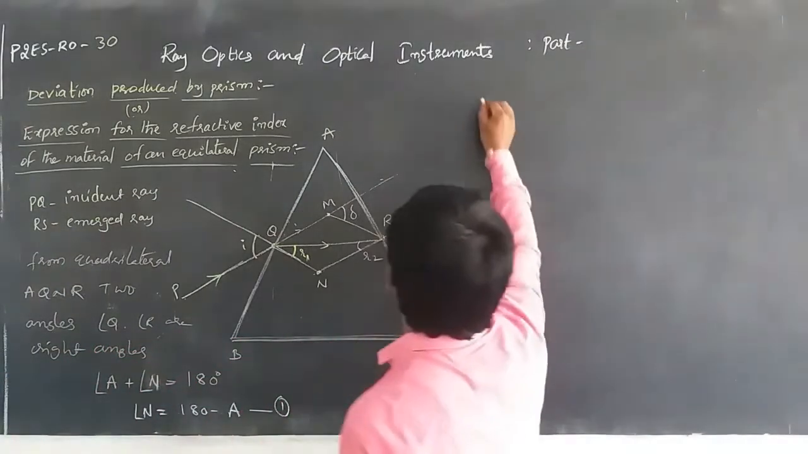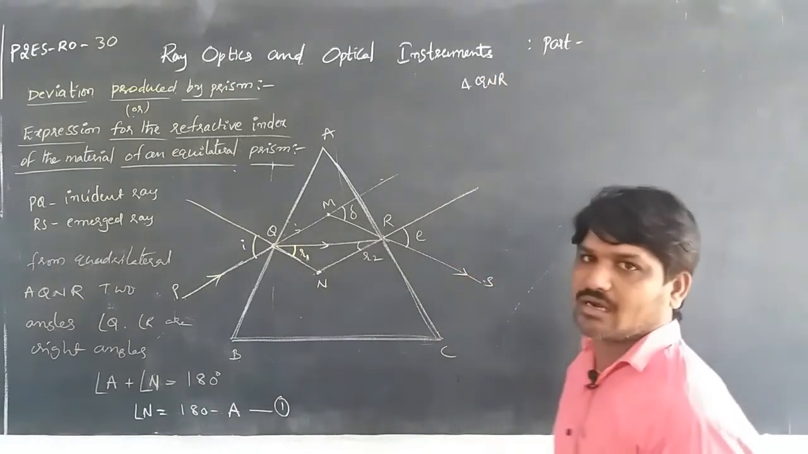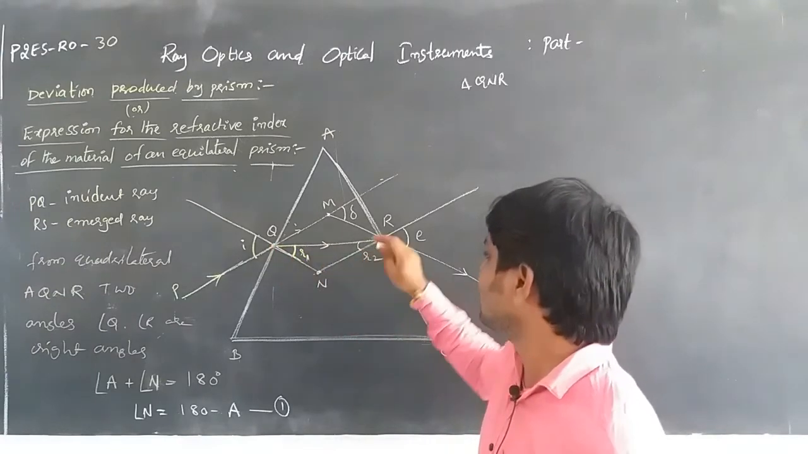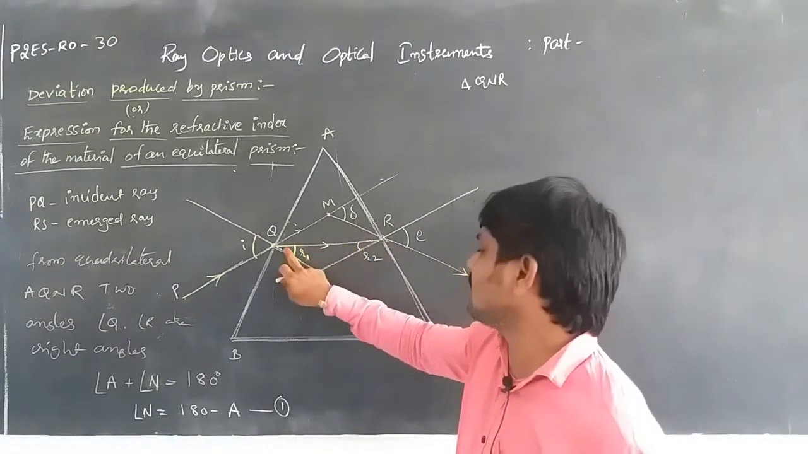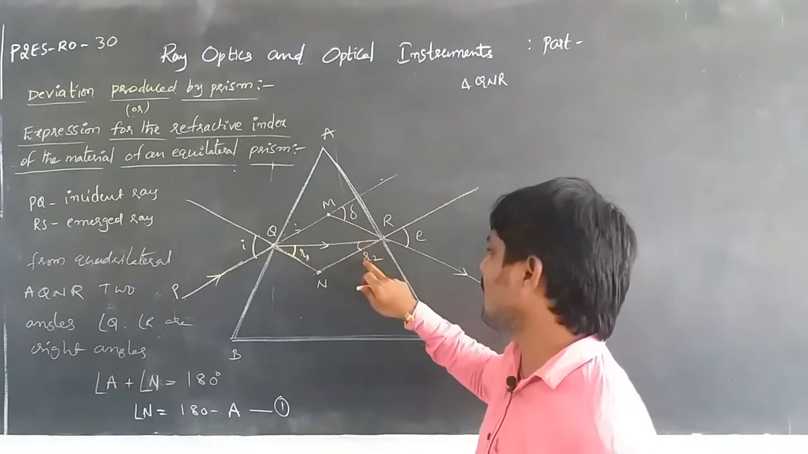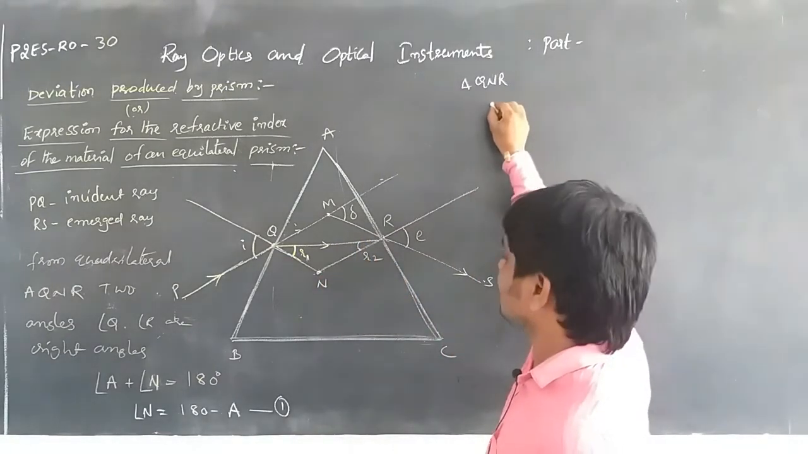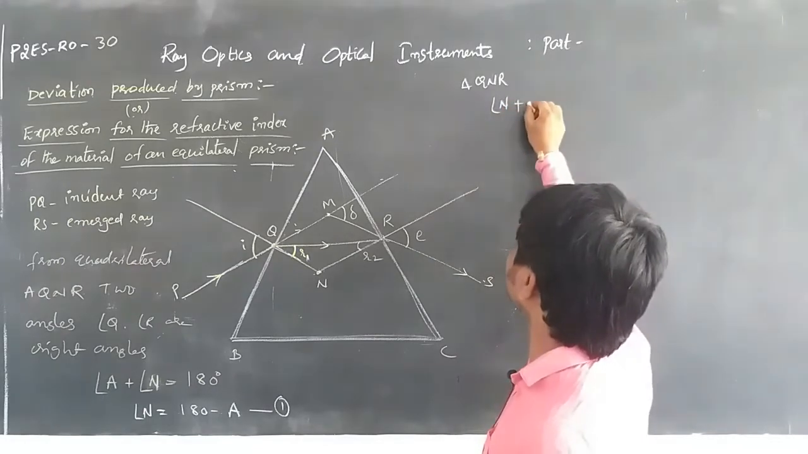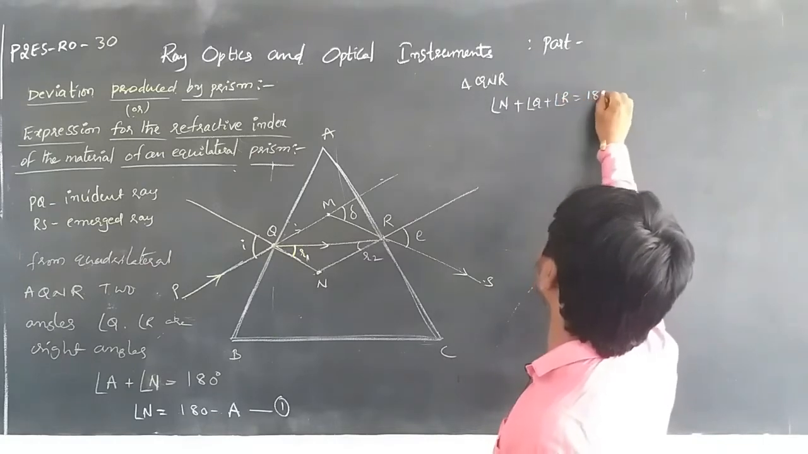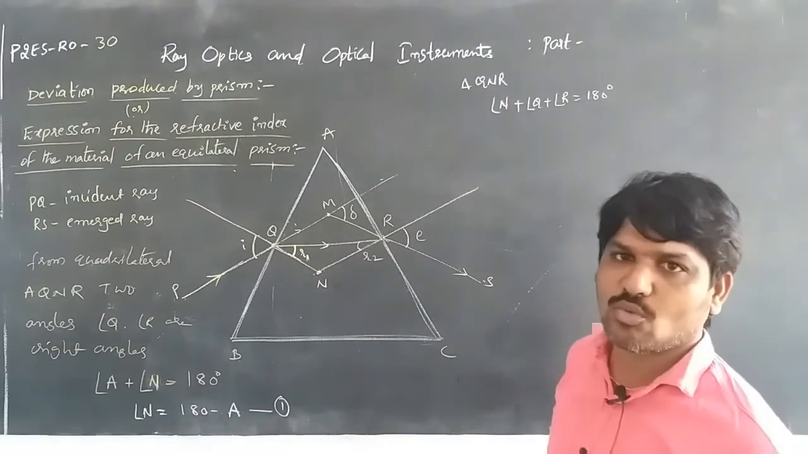Next, from triangle QNR, we can write that the angle at Q is R1 and the angle at R is R2, and N is the angle N. In triangle QNR, angle N plus angle Q plus angle R is equal to 180 degrees.